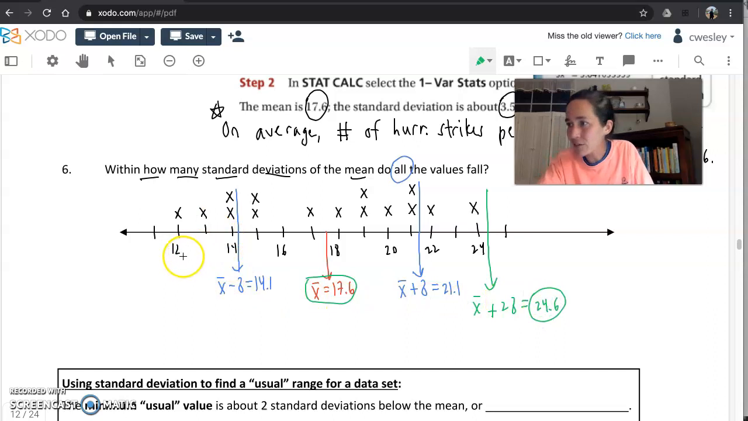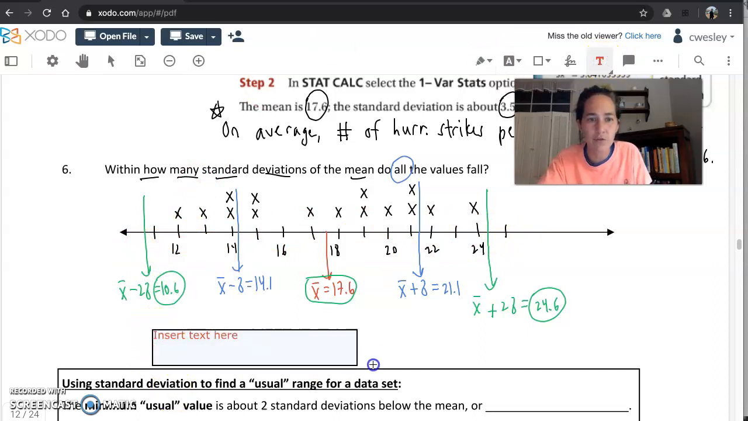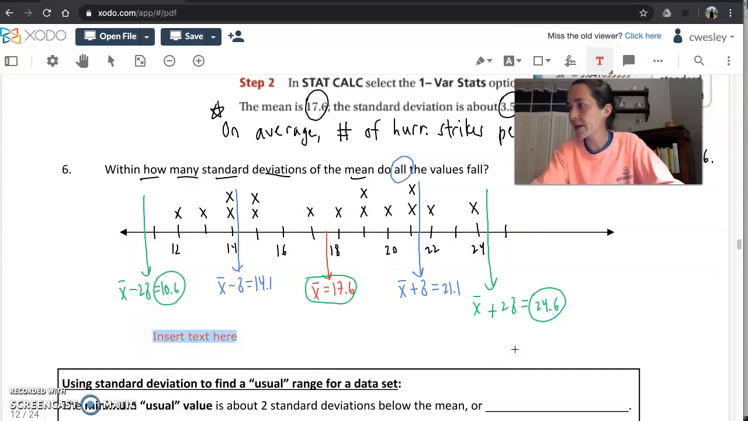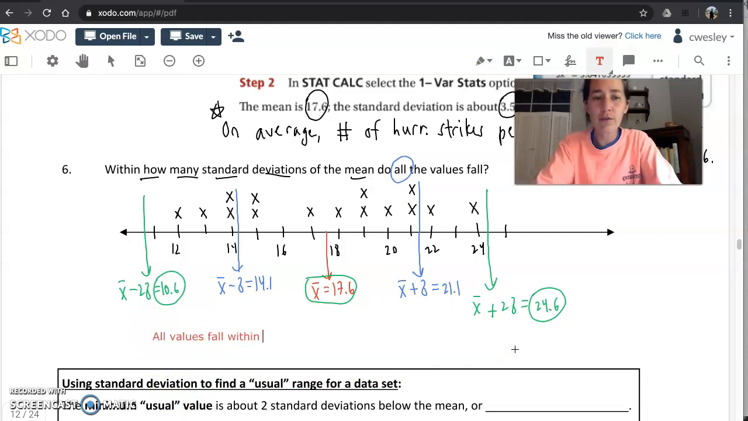And the mean minus 2 standard deviations, I think, covers everything. It's down at 10.6. So it's down here. This is the mean minus 2 sigma, 2 standard deviations, and we said it was 10.6. We've covered all the data values. I actually want to write that here. Maybe I can, I'll see how this goes with me typing it. So we're going to say all values fall within 2 standard deviations of the mean.